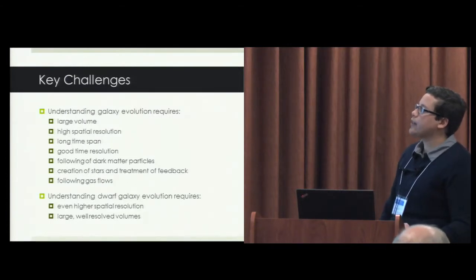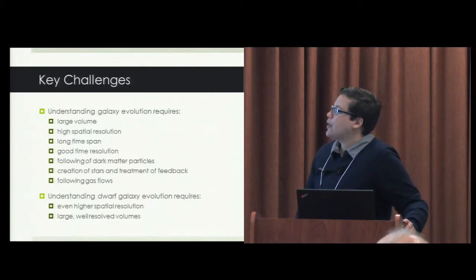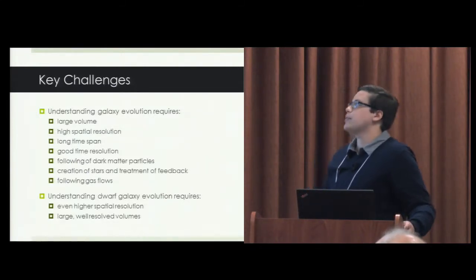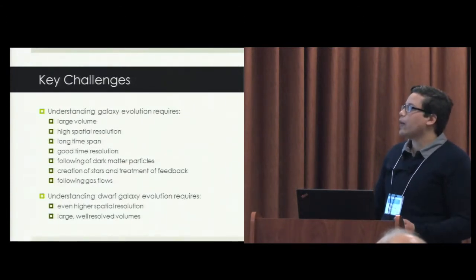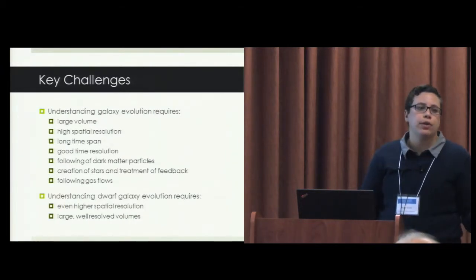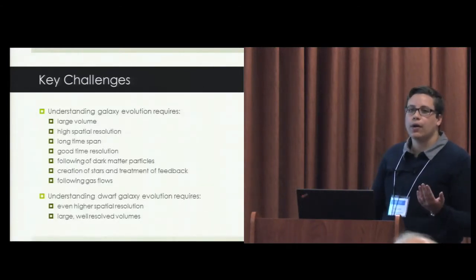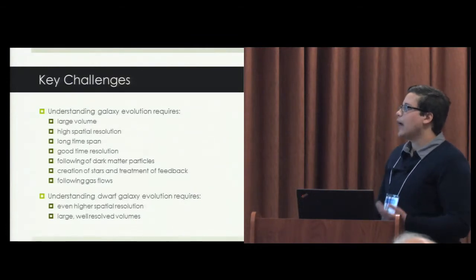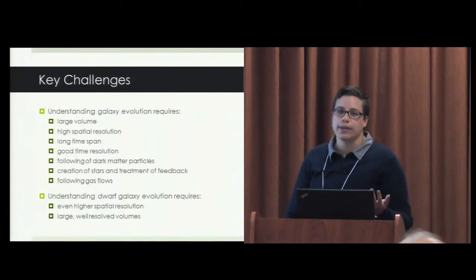So an understanding of galaxy evolution requires a lot of things that can pose a challenge. There's a wide dynamic range: you need a large volume, but also high spatial resolution. We want to run the code for a long time span, for the age of the universe, but we also need good time resolution in order to capture the physics of star formation and feedback. And we also need to follow dark matter particles, create stars, introduce feedback from star particles, and follow the gas flows. And a bigger challenge is that in understanding dwarf galaxy evolution, we need even higher resolution.